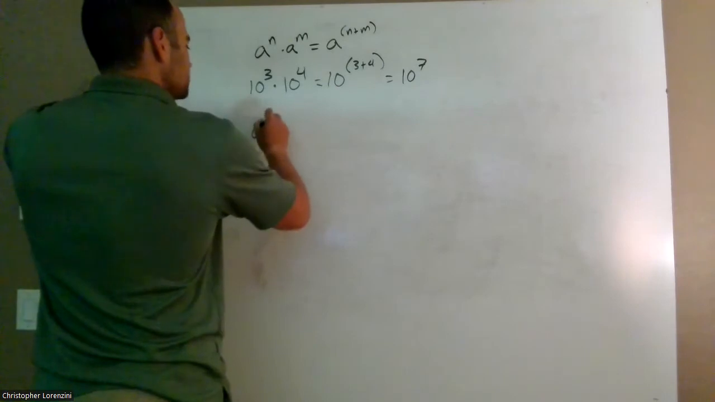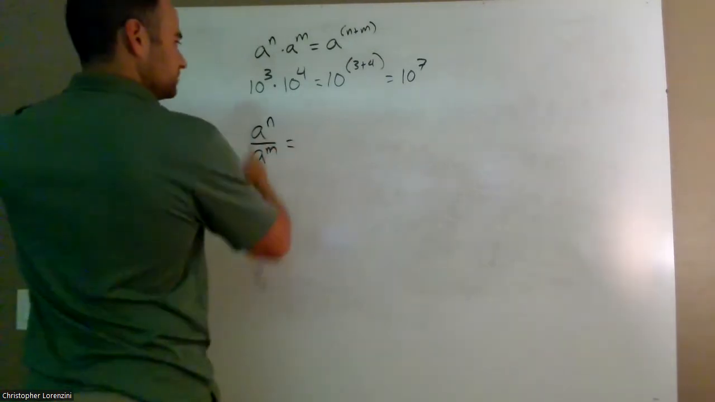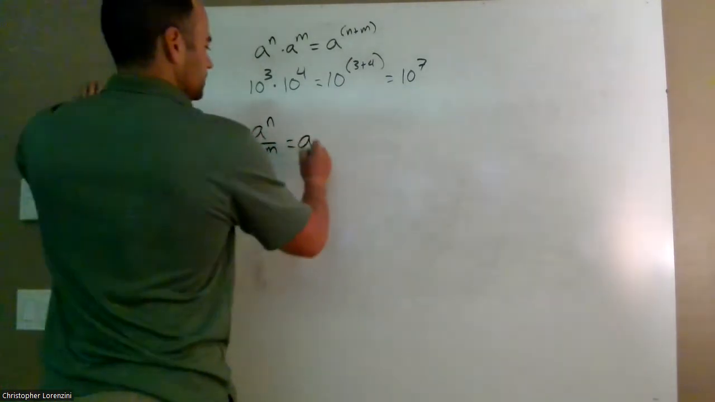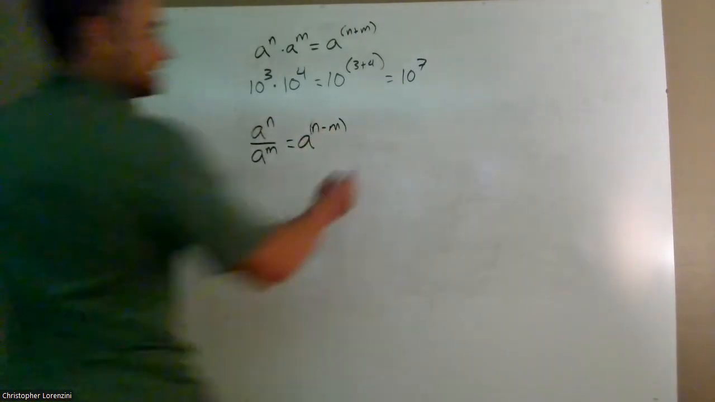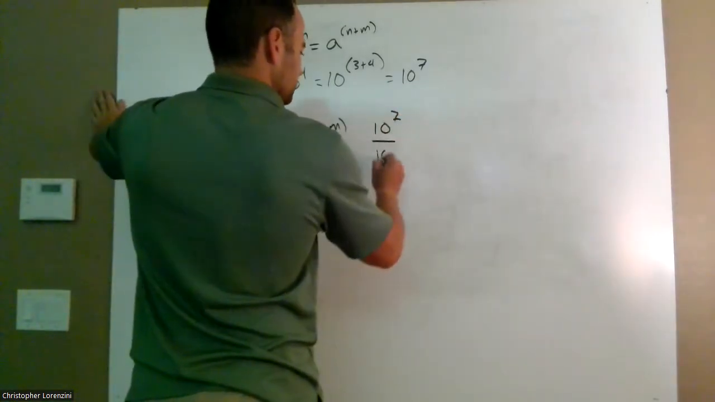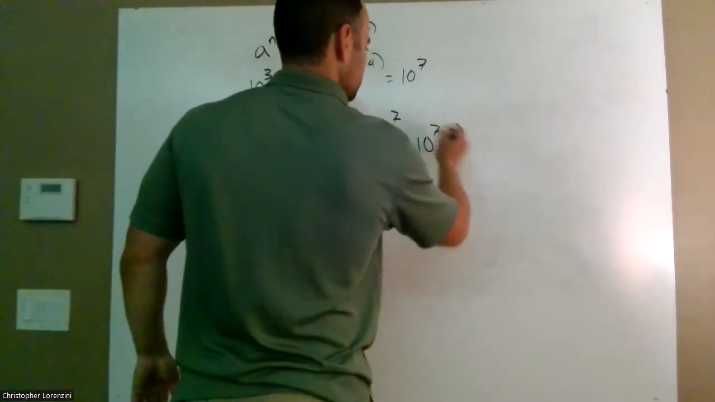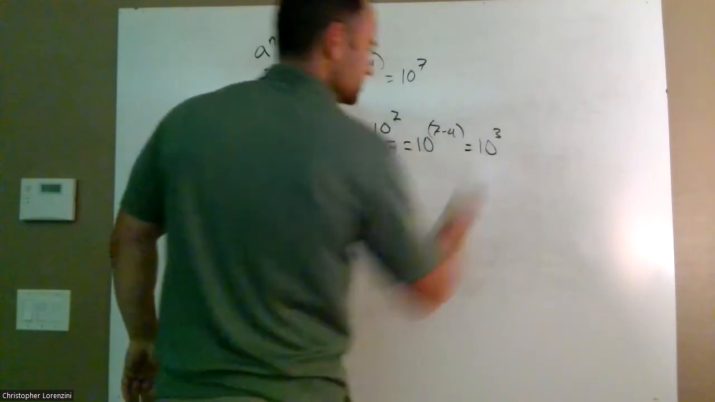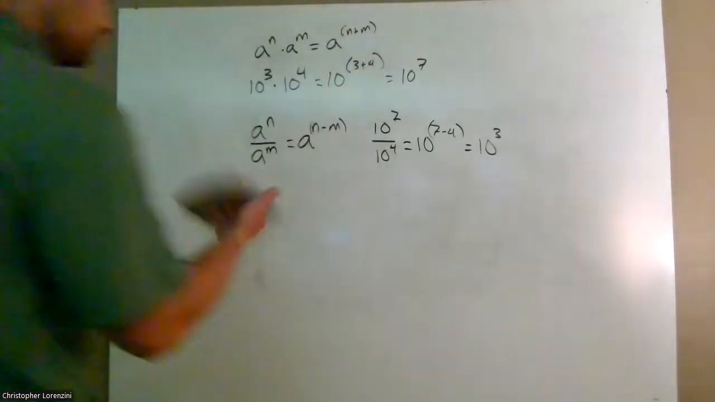And then we have division. A to the n divided by A to the m, same base, is A to the n minus m. So what that means is if I have 10 to the 7th over 10 to the 4th, I have 10 to the 7 minus 4, which is 10 to the 3rd power. So if we understand those things, we can combine numbers in scientific notation with multiplication and division.